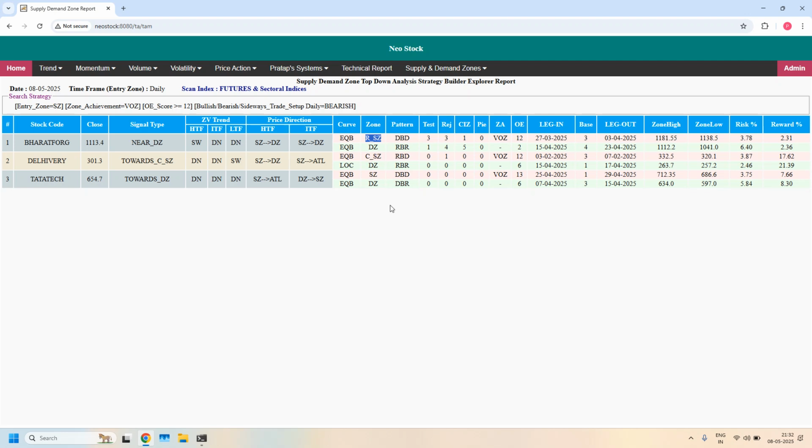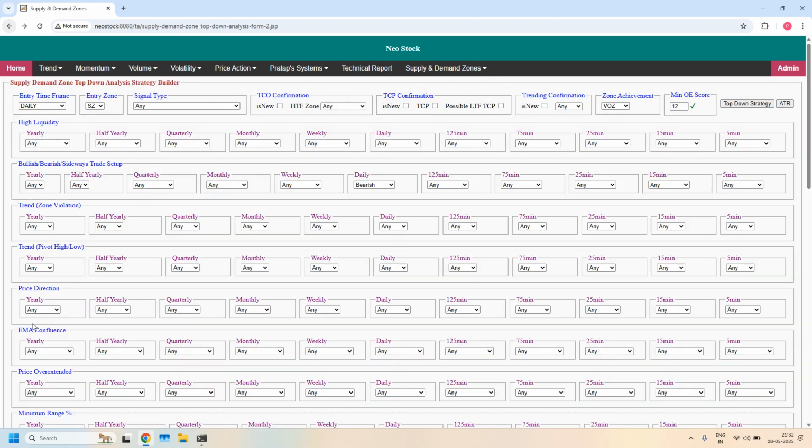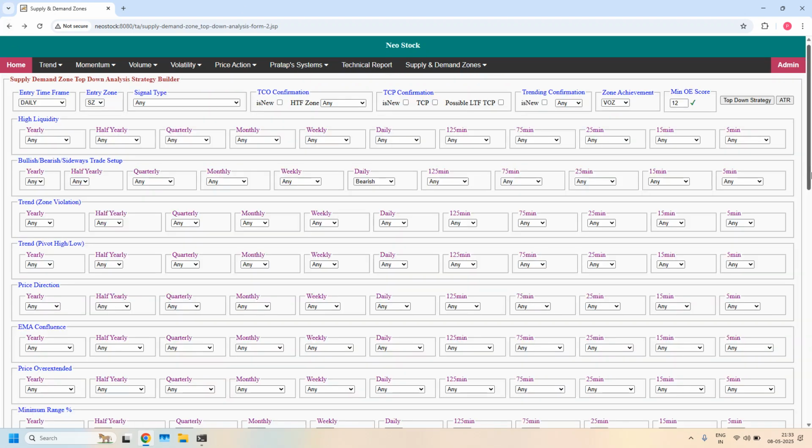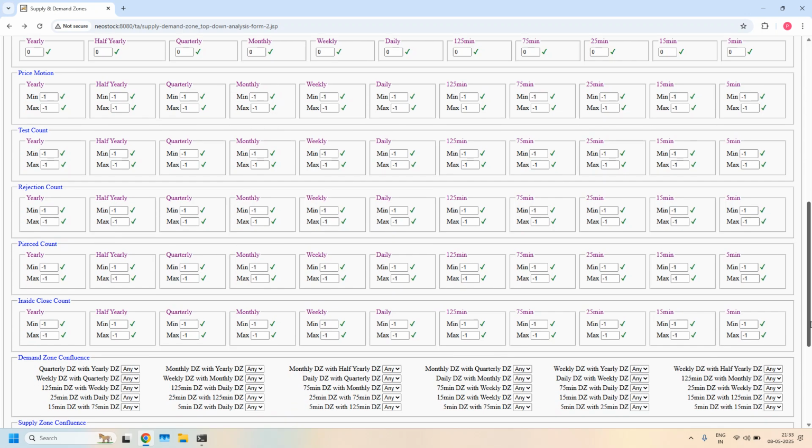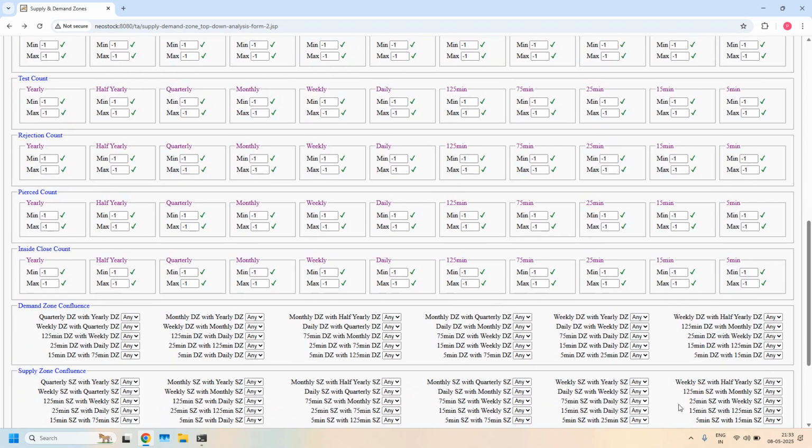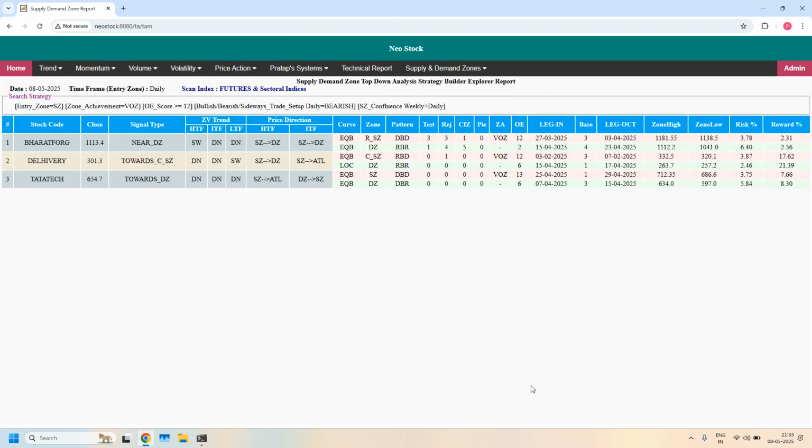Out of these three daily supply zones, how many are having an ITF supply zone confluence, that is daily and weekly supply zone confluence? Let's filter. In the supply zone confluence, selecting the filter daily supply zone with weekly supply zone confluence. Now we got all the three stocks. That means in all the three stocks, these daily supply zones are overlapped with weekly supply zones. And the weekly trend is down.